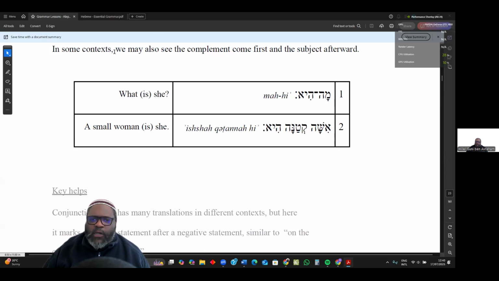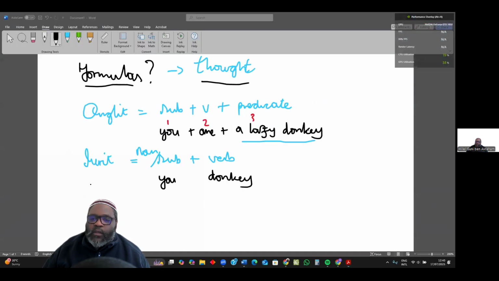It said here, in some contexts, you may also see a complement come first and then the subject afterwards. So what is the complement here? And then the subject. It says here, ma. So I guess the complement is the accompaniment in English. A complement in Hebrew does not mean the same thing as in English. Complement in Hebrew, it must be an accompaniment.